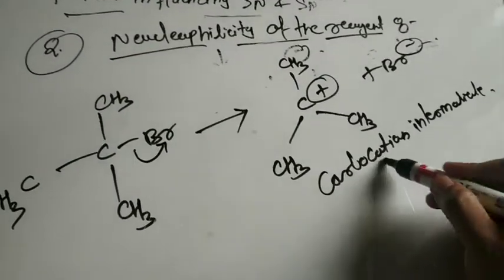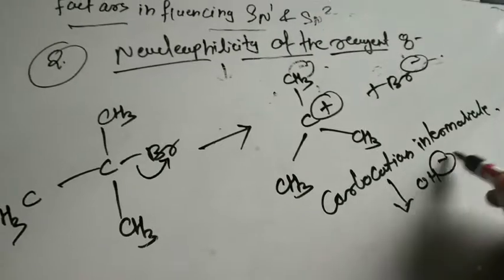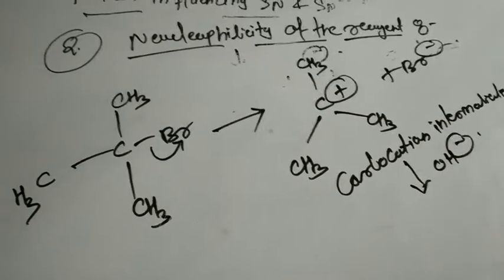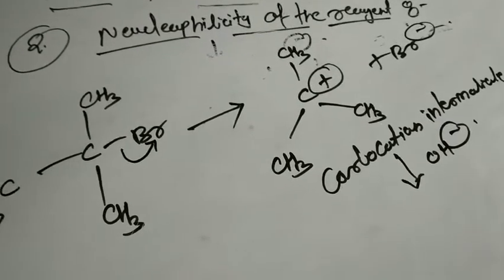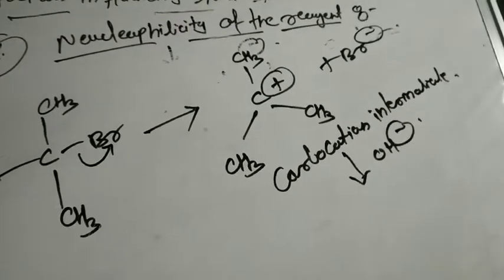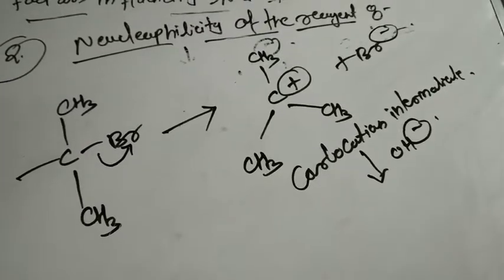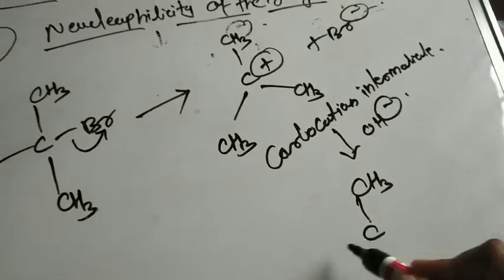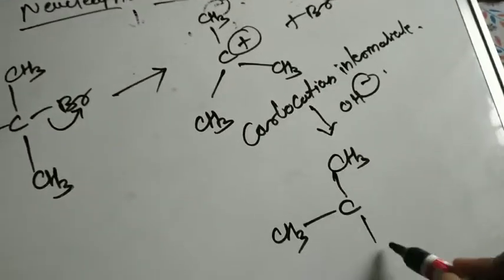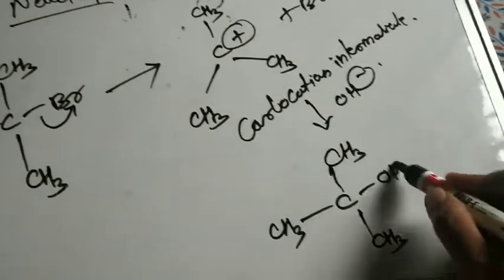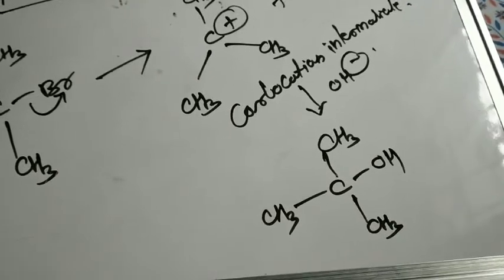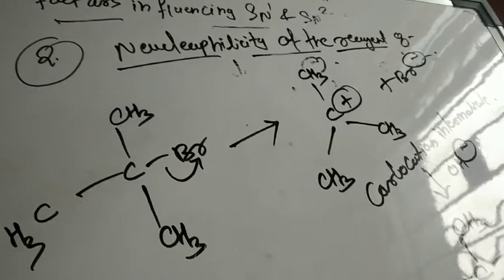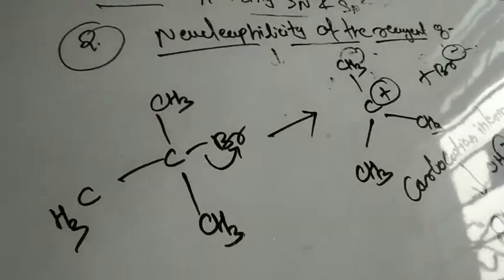So in this case, what happens now? The role of the nucleophile comes in the second step. The nucleophile can attack from either the front side or the back side, right? So both attacks are possible, and we'll get the final product as CH3, C, CH3, CH3 and OH. This is nothing but the tertiary butyl alcohol, right? Are you understanding the nucleophilicity of the reagent? That means the role of the nucleophile.